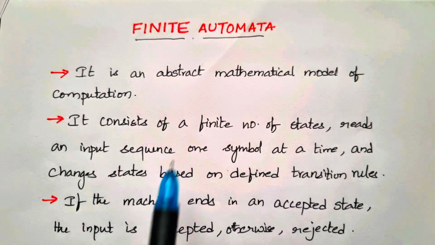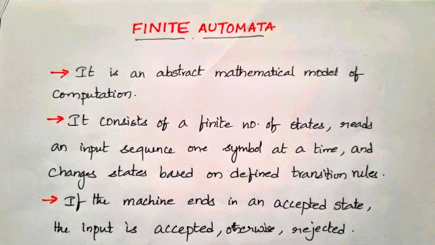A finite automata reads an input string one symbol at a time. Based on the current state and input symbol, it moves from one state to another according to predefined transition rules. This process continues until all input symbols have been read. After processing the entire string, the machine checks its final states. If it ends in an accepting or final state, the input string is accepted. Otherwise, the input string is rejected.